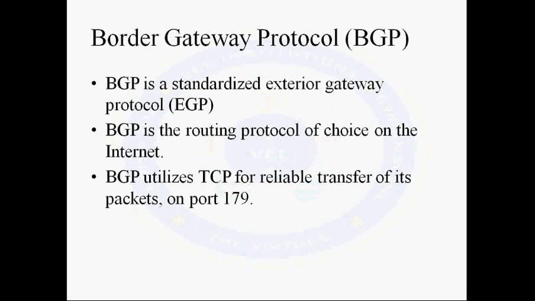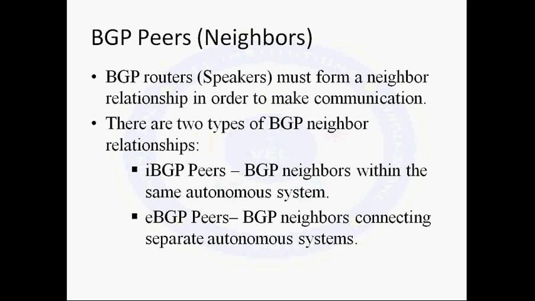Next, Border Gateway Protocol. BGP is a standardized exterior gateway protocol, that is EGP. BGP is the routing protocol of choice of the internet. BGP is the one and only protocol used to connect exterior networks. BGP utilizes TCP for reliable transfer of its packets on port 179. BGP peers are also called BGP neighbors. BGP routers, otherwise called BGP speakers, must form a neighbor relationship in order to communicate from one network to another.